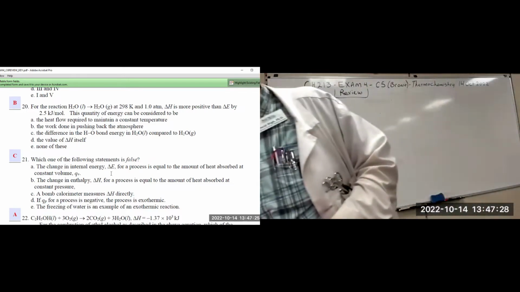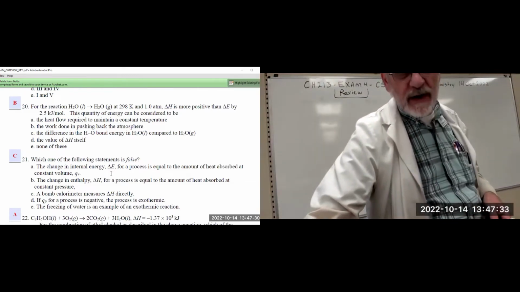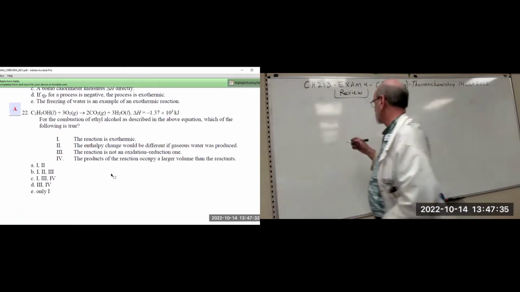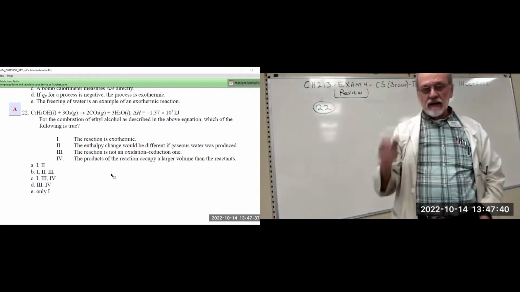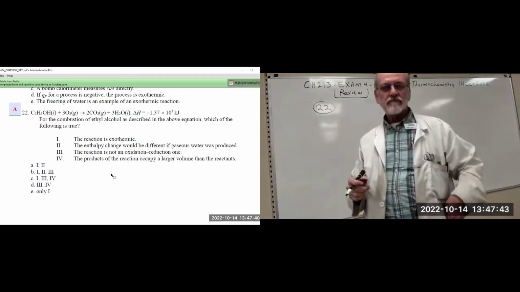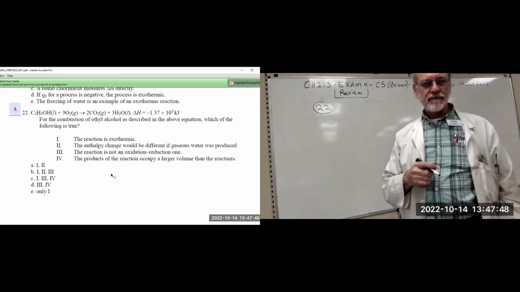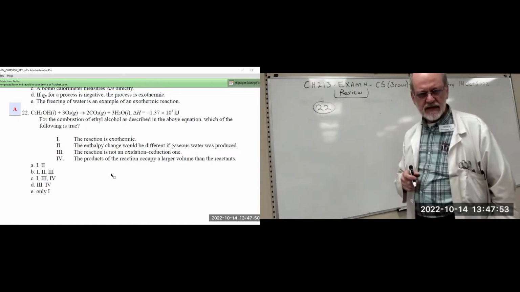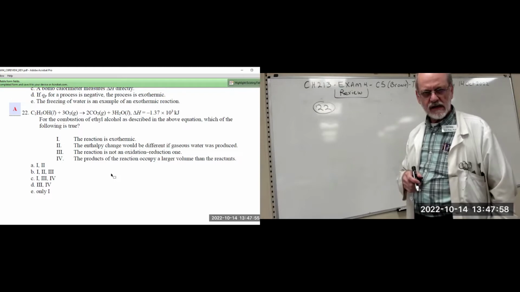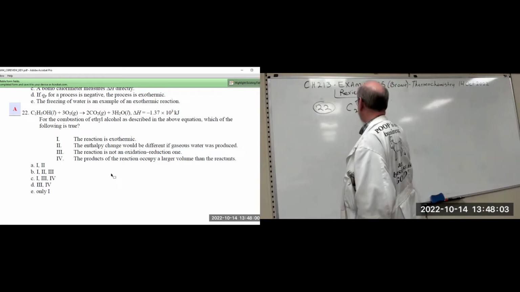All right, let me see. Let's go down to 22. So for this balanced equation, the combustion of ethanol or ethyl alcohol, which of the following is true? Let's see. Yeah, I guess I better write this one up here so I can talk about it.